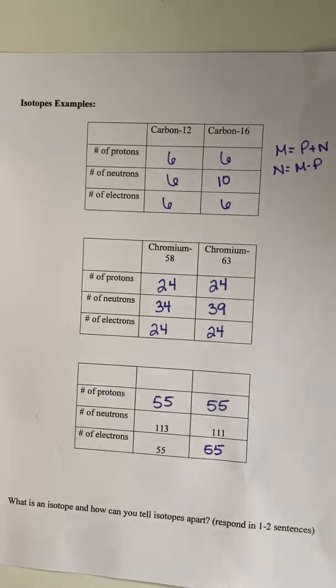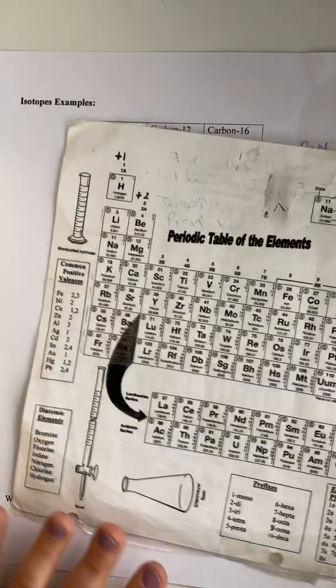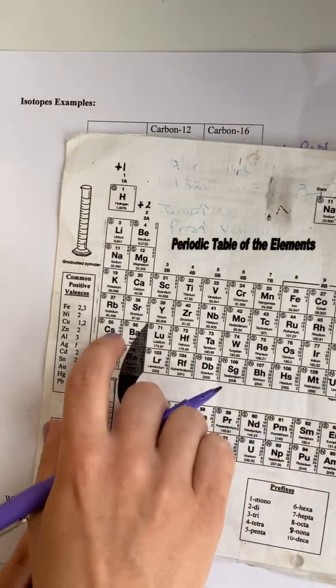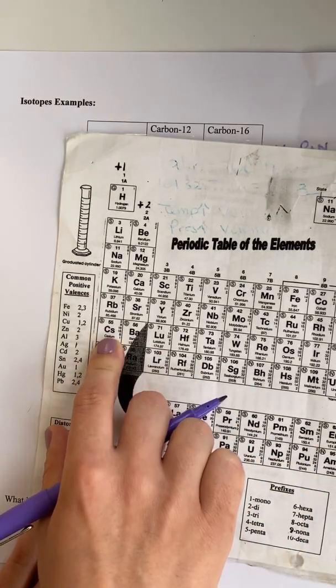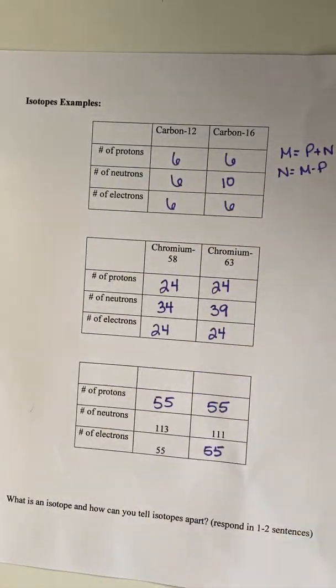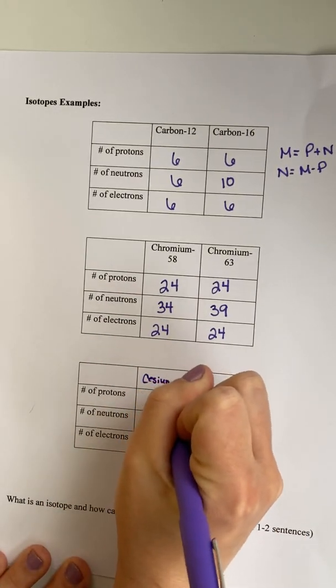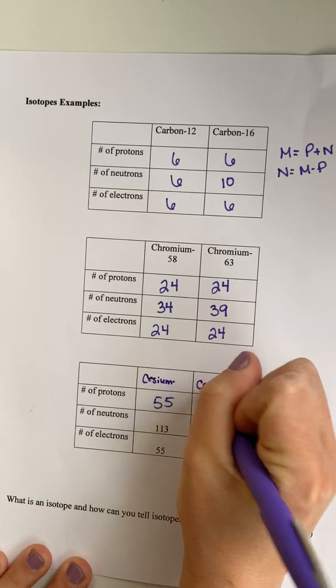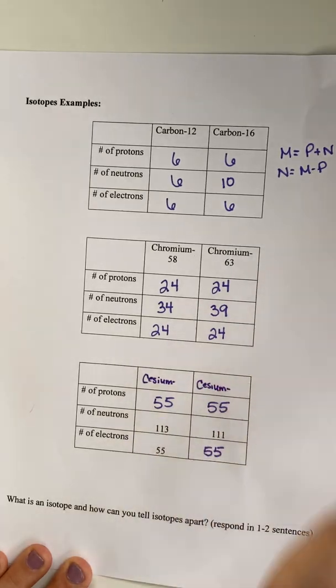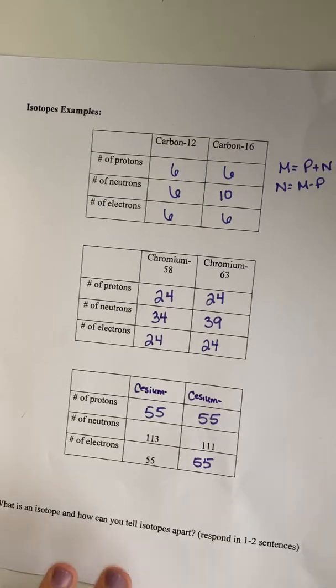Let me just take a look at my periodic table, find proton number of 55. Here's my proton number of 55. I have cesium here, but I need to write it with its mass. So I have cesium. I have 2 isotopes of cesium here, and I'm going to write it with the mass.